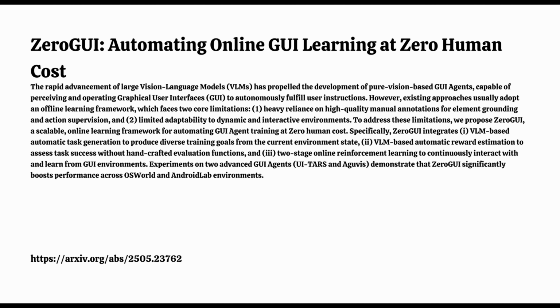So ZeroGUI uses another VLM for this. They mentioned using Qwen 2.5 VL in their experiments. So one AI generates the homework, another AI grades it. Something like that. The second VLM looks at the whole sequence of actions the agent took, the trajectory, usually represented by the screenshots captured during the attempt. Then it outputs a simple reward, 1 for success, 0 for failure.